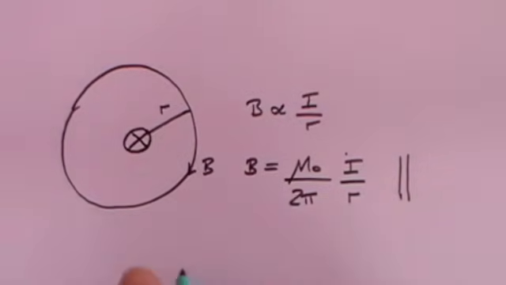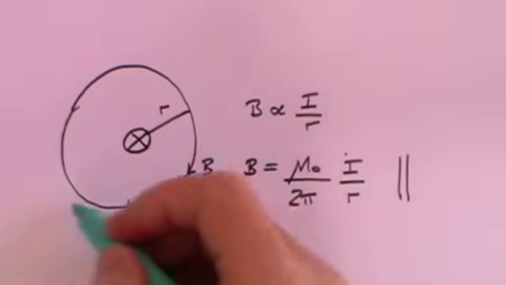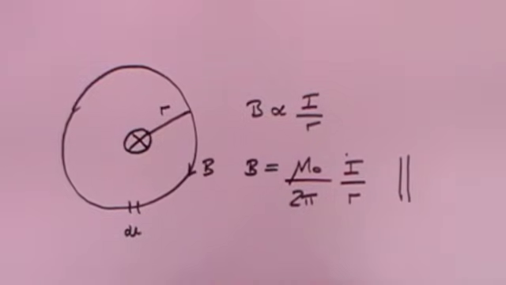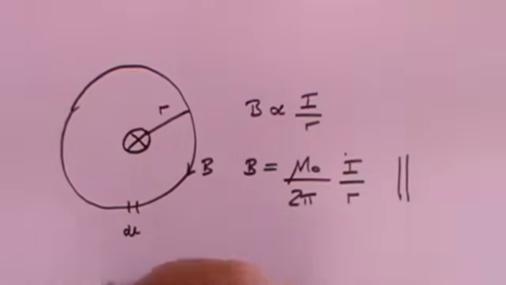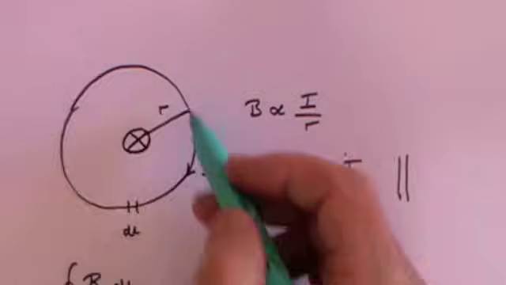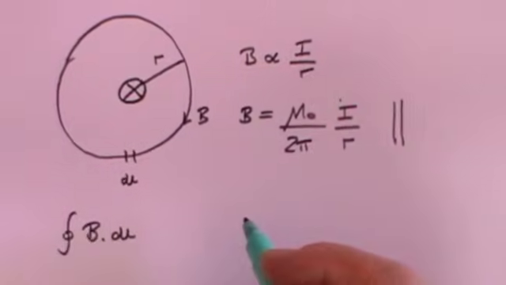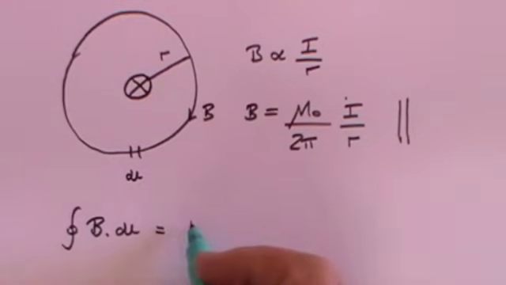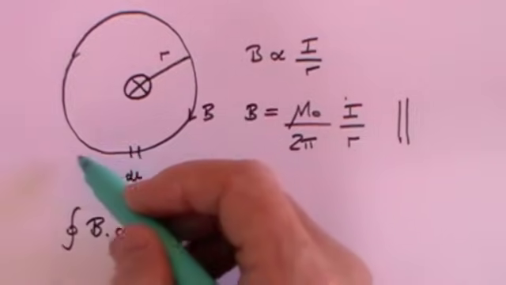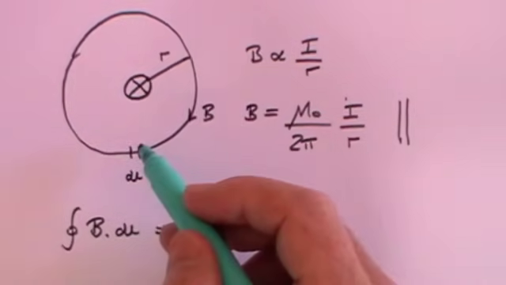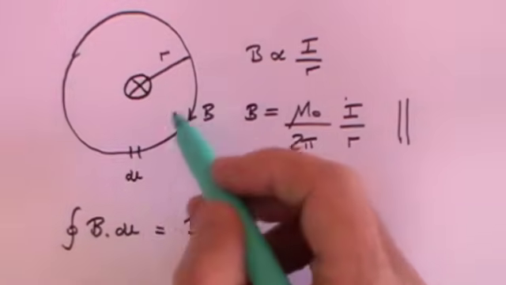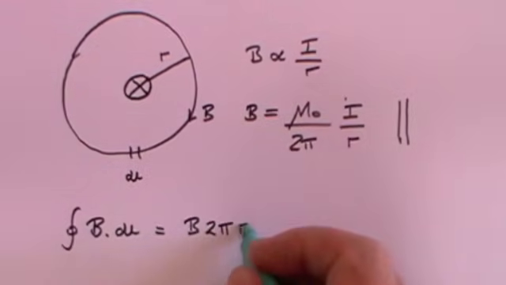Now once again, much as we did for the third law, we can take this closed loop and break it down into lots of different segments of length dl, and ask ourselves, what is the value of B dot dl over the entire closed loop? Well, that will equal B times the value of dl over the entire loop. The value of dl over the entire loop, of course, is 2 pi r, the circumference of this circle.